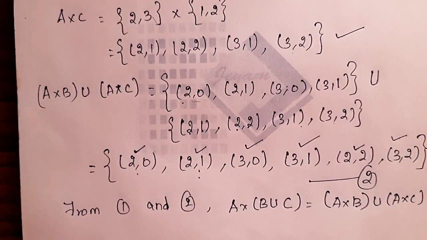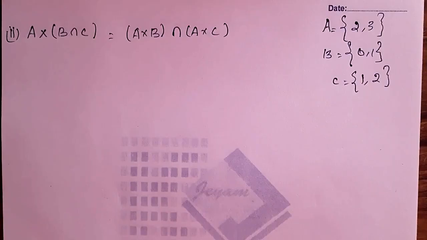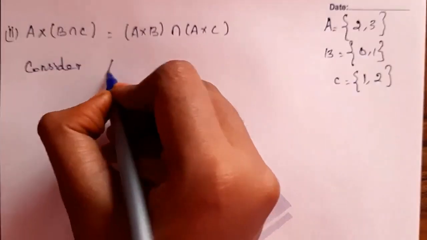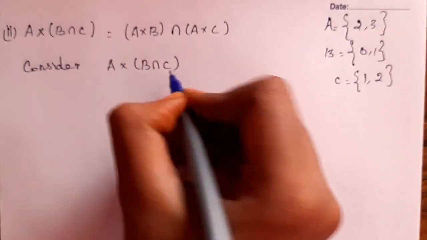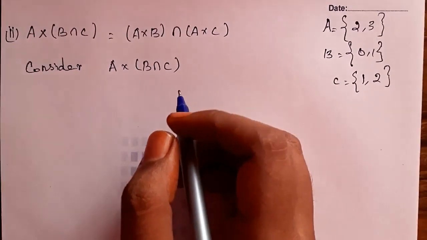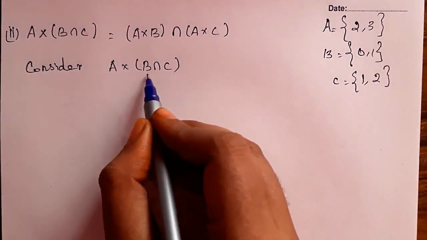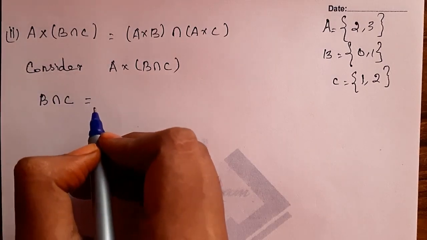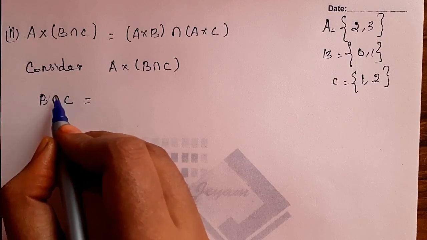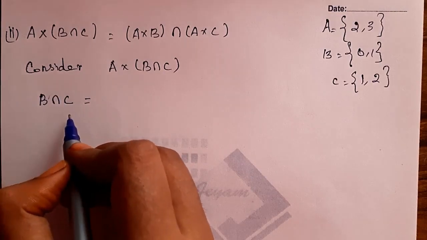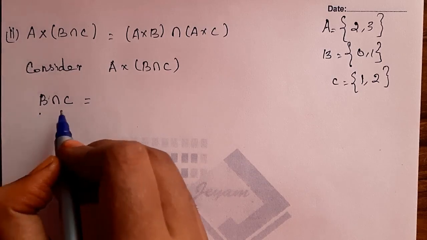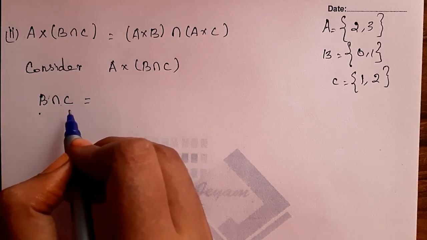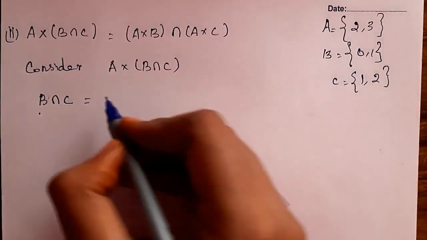Okay. Now we can go to the second part. Next part, same thing. First we can consider the LHS: A cross (B intersection C). So first we can write B intersection C. What is the meaning of intersection? In intersection, you should collect the common elements from B and C. So intersection means common, don't forget. Union means all the elements.